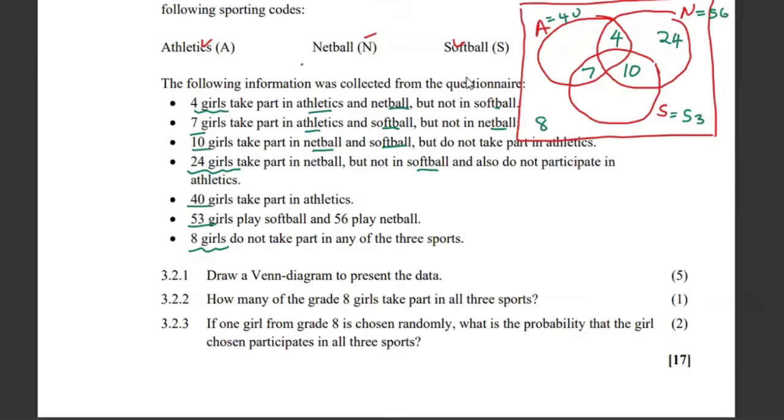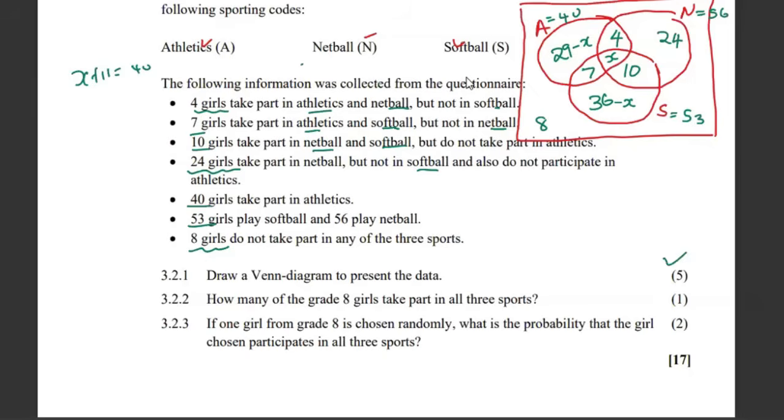So if I let the players taking all 3 be X, I need to fill up these parts. Okay, so this is 7 and 4, that's 11. X plus 11 should be 40. I'm looking for what is left here, meaning that's going to be 40 minus 11, which is 29, minus X. So 29 minus X. And then this is 17. So 53 minus 17 is going to be 36 minus X. I think that's the Venn diagram they needed for the 5 marks.